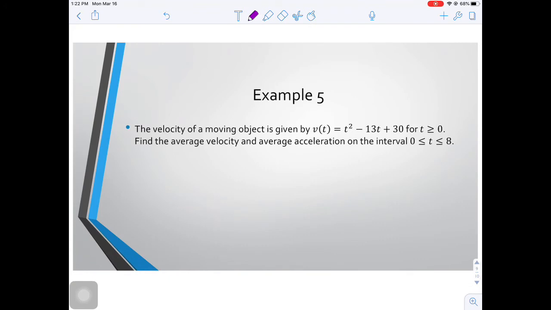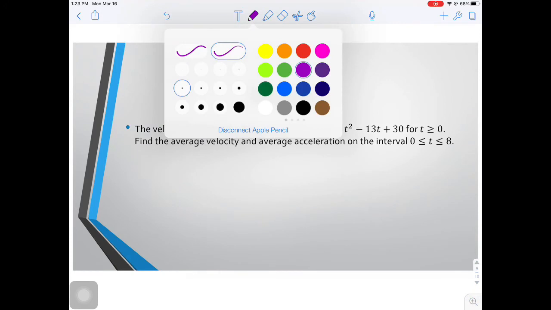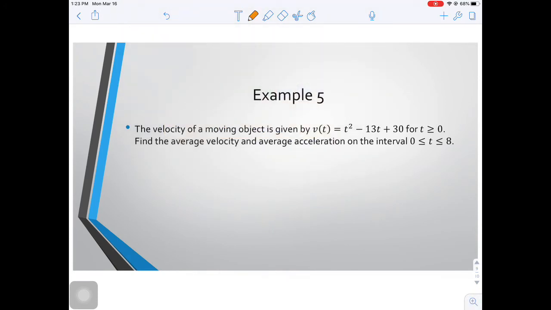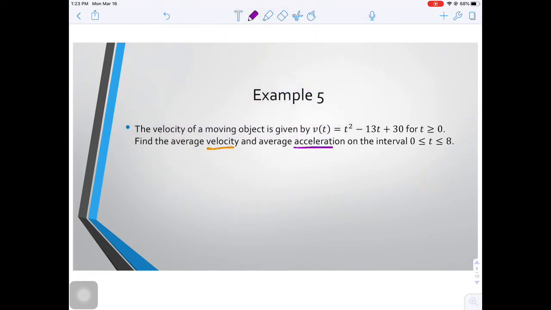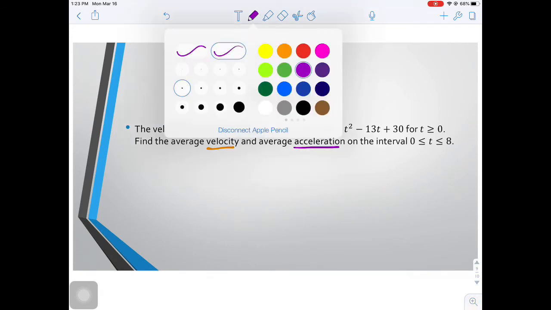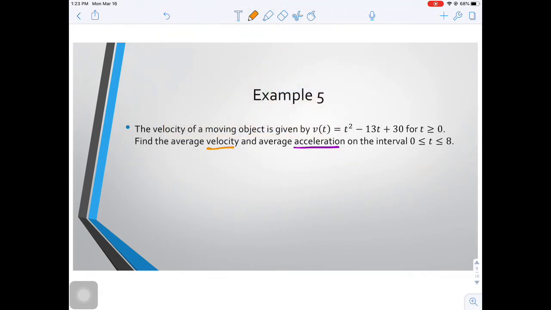Okay, example 5. This is the last problem. So we're given the velocity of a moving object, and its velocity function is t squared minus 13t plus 30 for t's greater than or equal to 0. We're asked to find the average velocity and the average acceleration on the interval from 0 to 8. And as you'll see, we're going to do this in 2 different ways.